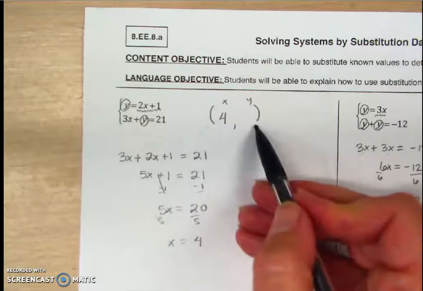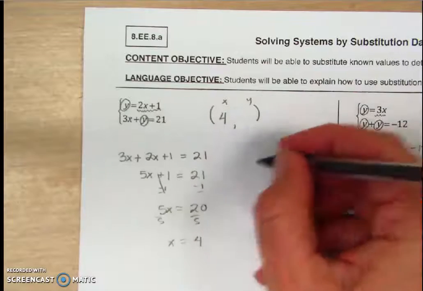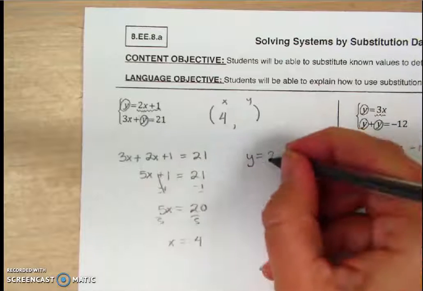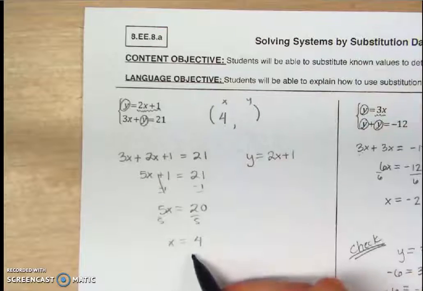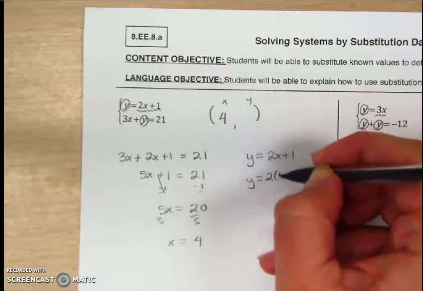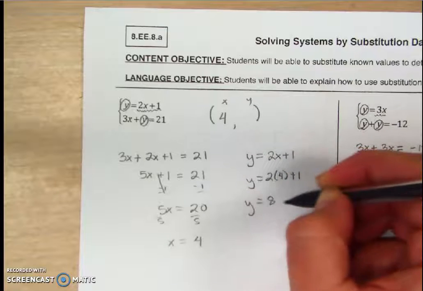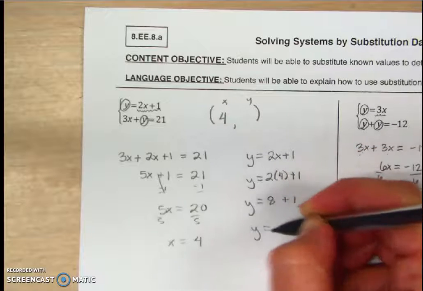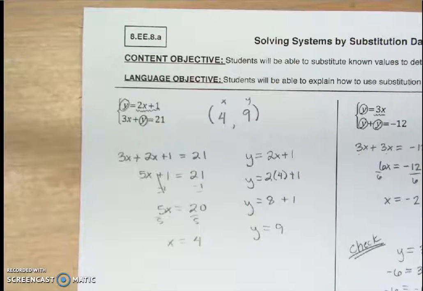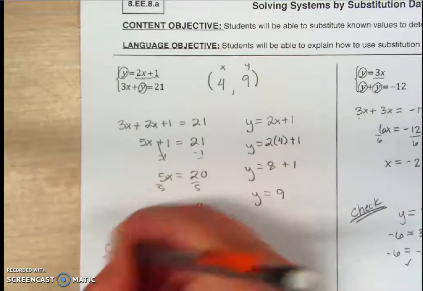Now we just have to figure out y, but now that I know x, it's a lot easier. I'm going to use this top equation. Again, it just seems easier to me. So y equals 2x plus 1. I now know x is 4, so y will equal 2 times 4 plus 1. And 2 times 4 is 8. Adding 1 gives me that y is equal to 9. Okay, so I'm saying that's the answer. Don't forget our check. I want to see you check everything today.